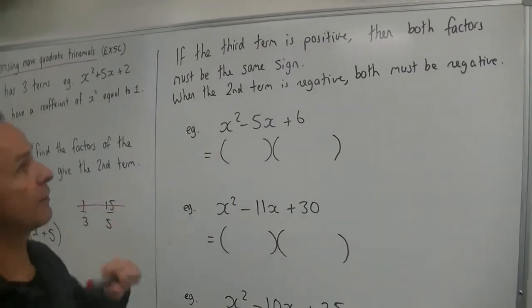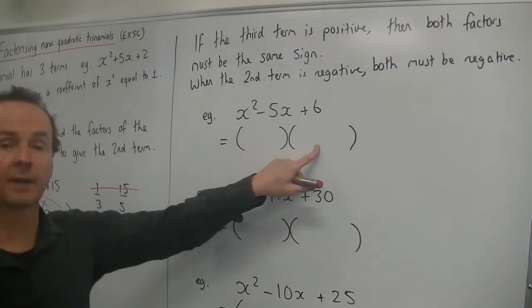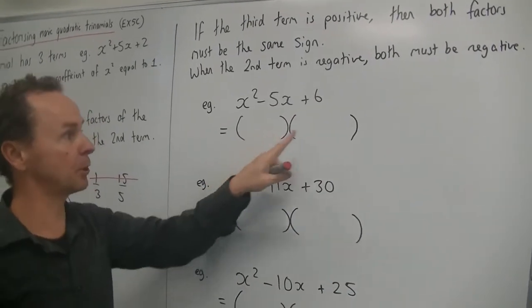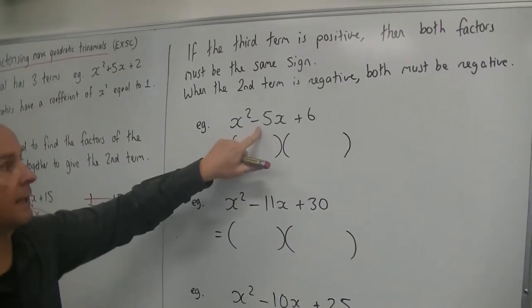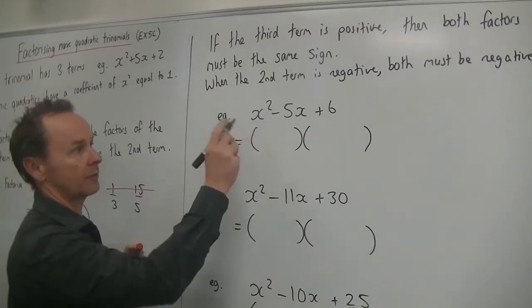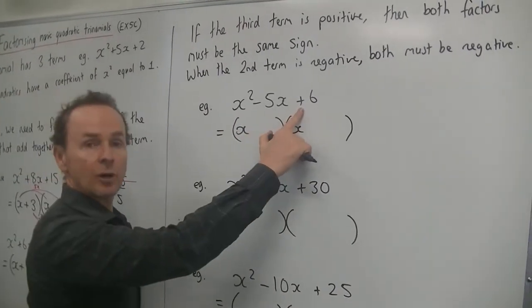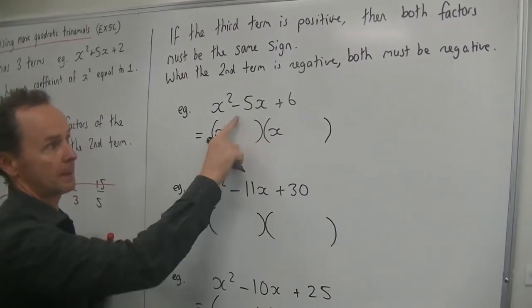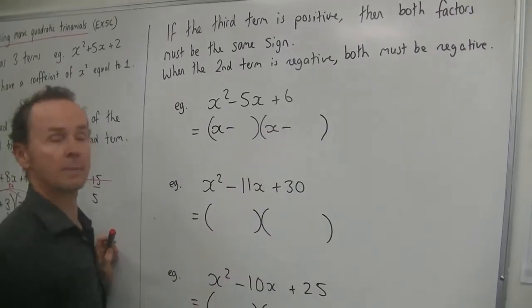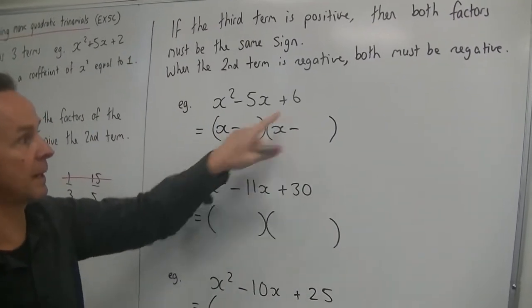Let's move on to the next little bit. If the third term, as I've already talked about, is positive, we know that both signs are going to be the same. So either both positive or both negative. So in this case, we've got our middle term negative. So let's start from the start. We've got x squared, so I start with x and x. Next thing, I look at the sign there, it's positive, so I know both signs are the same. And it's minus in the middle, so I'm going to make them both minus, because when you multiply this number by that number, 2 minuses make a plus.